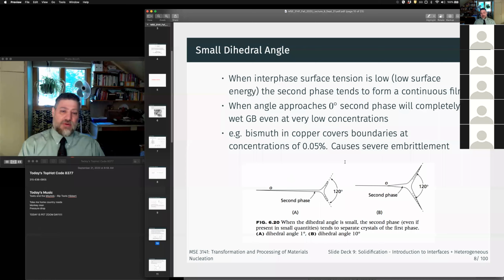Bismuth in copper is the example of that. Concentrations of 0.05%, so 5/100ths of 1%, or concentrations of 10 to the -4 can cause severe embrittlement because the bismuth will completely wet the grain boundaries and your copper polycrystal will just fall apart, right?